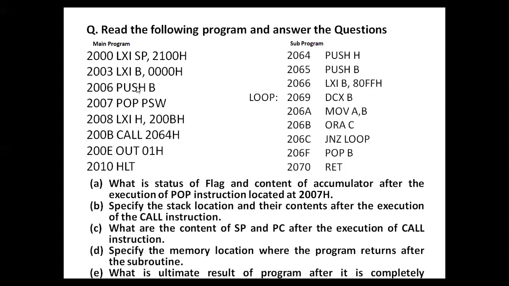So while doing this, what will happen? First of all, the stack pointer content will be decremented by 1, and the content of the higher order register, that is B, is stored at 20FF. And then again the stack pointer is decremented by 1, so it will become 20FE, and the content of the C register will be copied there. And then we want to POP PSW, means whatever is at the stack top location. The stack top location already has 0000. We want to pop into the PSW, means we want the accumulator to be loaded with 00 and the flag register to be 00.